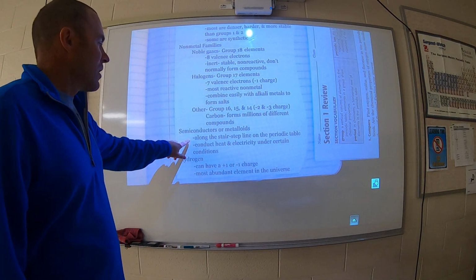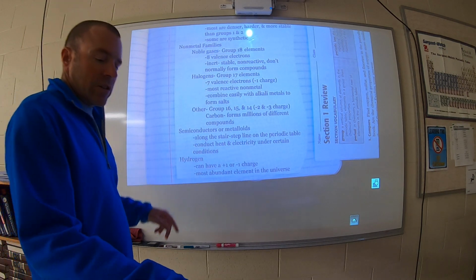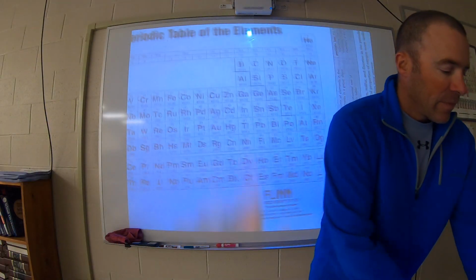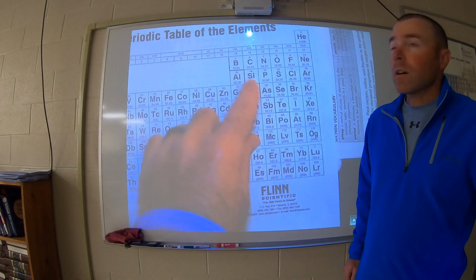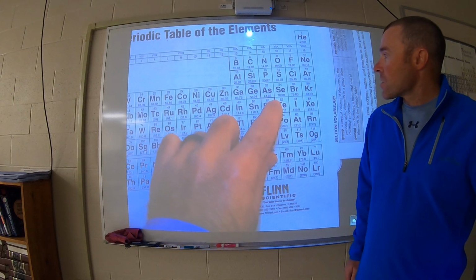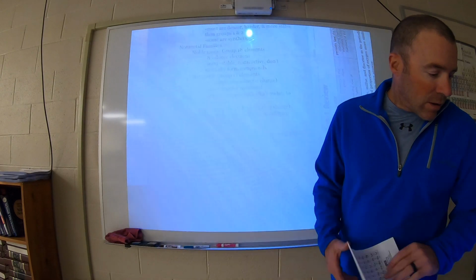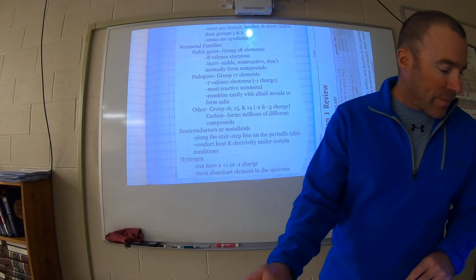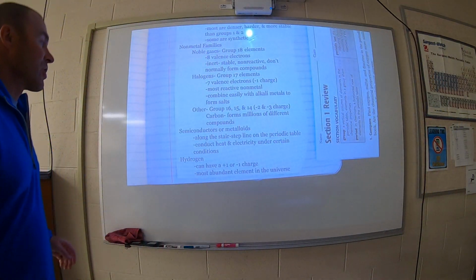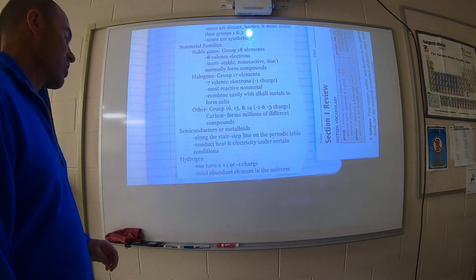Semiconductors are metalloids. These are the elements that are along the stair-step line on the periodic table. Okay, here's my stair-step line here. The one in the back of the room has a red stair-step line. These are called semiconductors, and they conduct heat and electricity only under certain conditions.